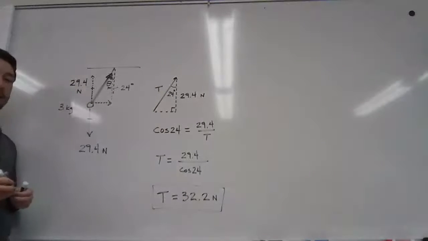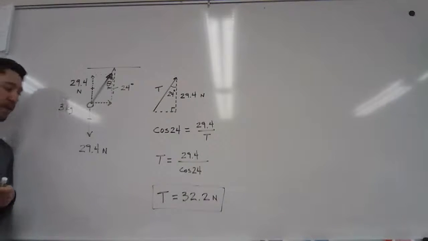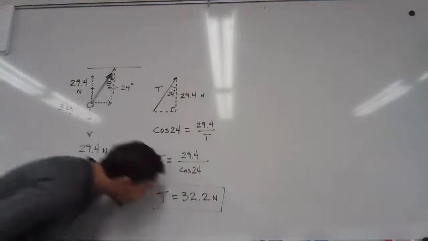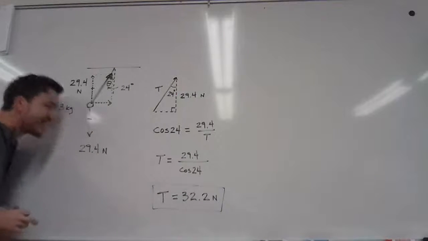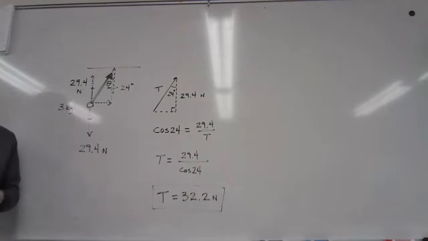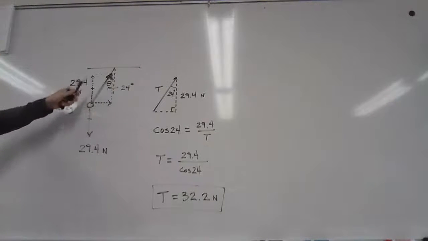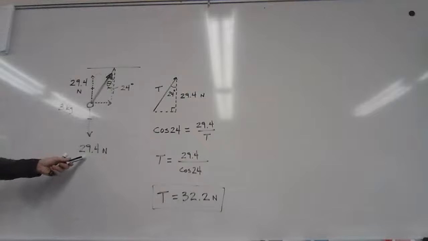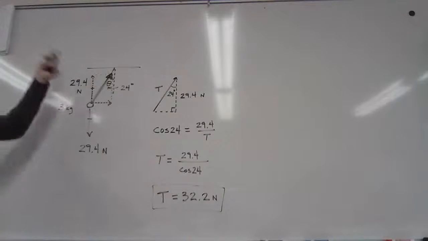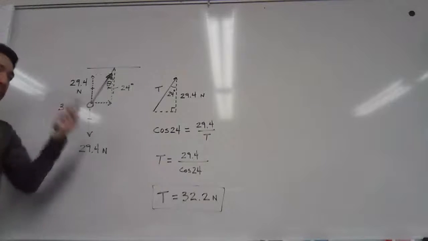And now, kind of like yesterday, what do you notice about that number? It's bigger than the gravitational force. It is bigger than 29.4. It has to be. Otherwise, if this vector wasn't bigger than 29.4, then its vertical component couldn't be equal to 29.4. It wouldn't work out.